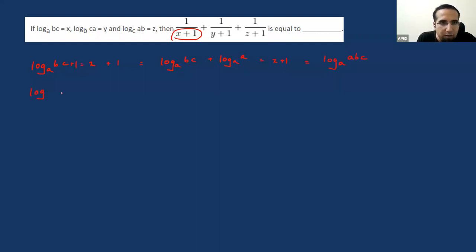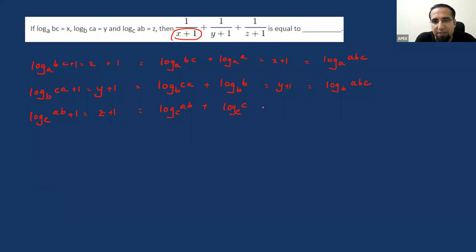Similarly, if I take log ca base b and I add 1 on my left hand side and I add 1 on my right hand side, which will give me log ca base b plus log b base b is equal to y plus 1, which is again equal to log abc base b. And similarly, if you continue, log ab base c plus 1 is equal to z plus 1, which is equal to log ab base c plus log c base c, which is equal to z plus 1, which is again equal to log abc base c.